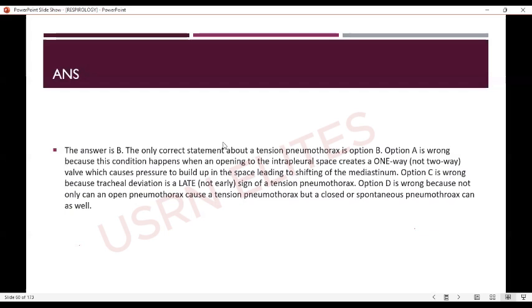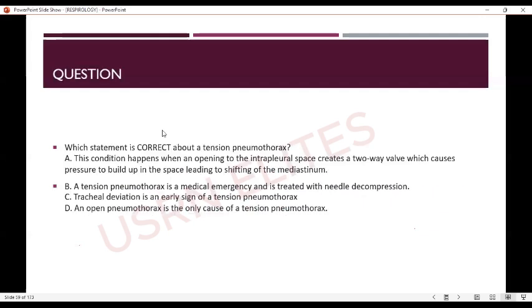Option A is wrong because this condition happens when an opening in the pleural space creates a one-way valve, which causes pressure to build up in the space, leading to shifting. Option C is wrong because tracheal deviation is a late sign. That was what I was trying to say. So that statement is not correct, that tracheal deviation is an early sign of tension pneumothorax. I was interchanging it. So tracheal deviation is a late sign, not an early sign. The air must pile up at a point in time before the deviation begins to set in.